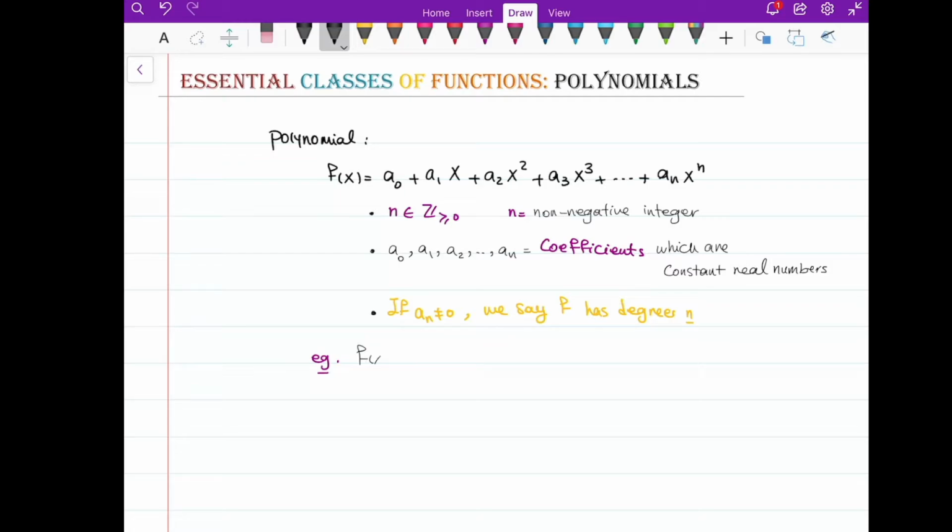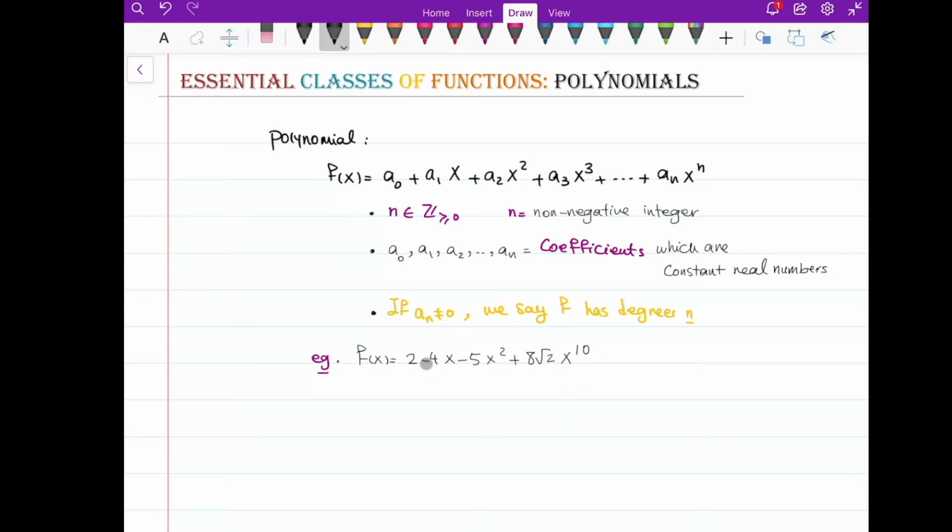For example, a polynomial looks like this. 2 minus 4x minus 5x squared plus 8x to the power of 10. Okay, so as you see, 2, -4, -5, and 8, they are coefficients. Let me put some real numbers like this, 8 root 2. So all of them are called coefficients.